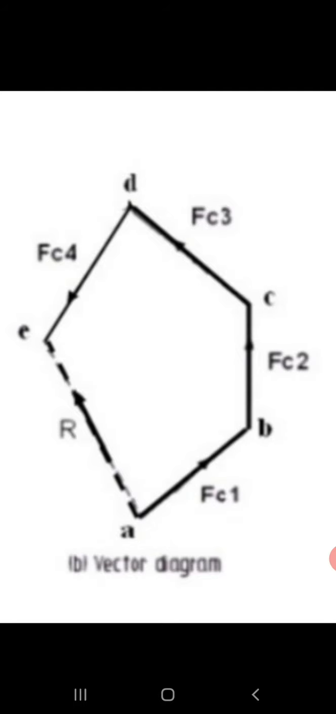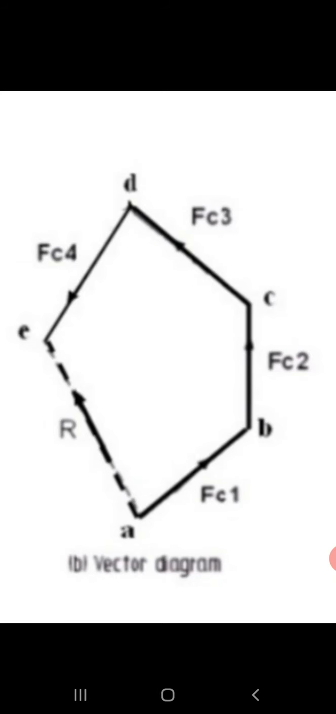With this vector diagram, if it is not closed, then it is an unbalanced system. Now to balance this system, we have to connect E and A. So connect E and A with a dotted line. This dotted line E to A is nothing but the resultant R. Measure the line EA, the resultant R, and find the angle from A. It is theta.